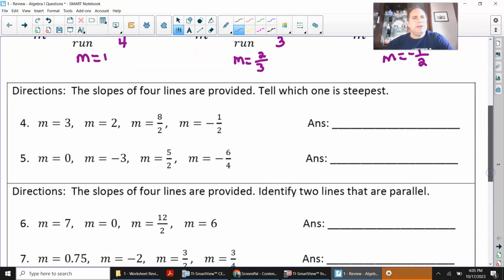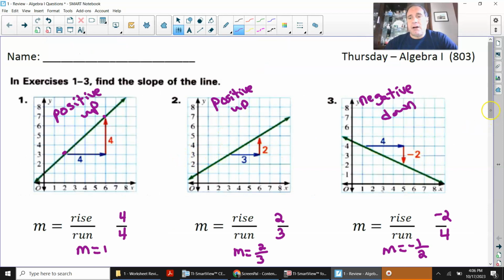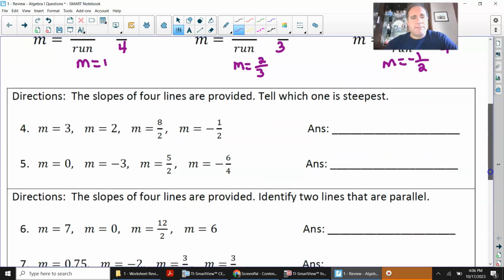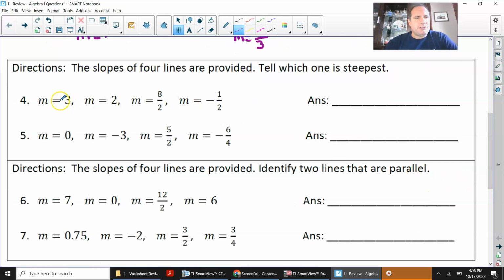Rise over run. So directions say the slopes of the 4 lines are provided. Tell which one is the steepest. Remember, the steepest line is the slope that is furthest away from 0. So this is 3, 2, this is 4, and this is -0.5. So the answer is M equals 8 over 2. M equals 4. That is the steepest line.